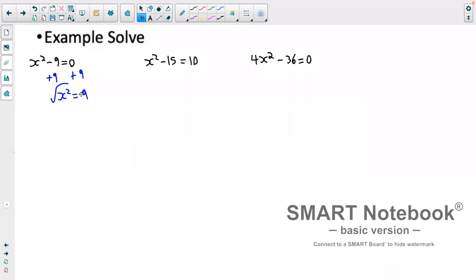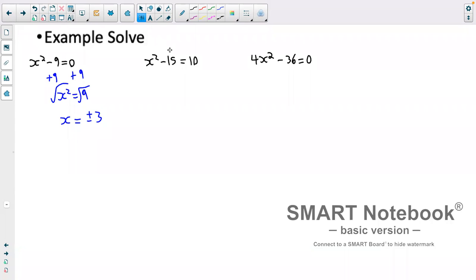At this point, we can take the square root of both sides, and we get x is equal to positive or negative 3, because technically whenever we take the square root of something, we can have a positive number or a negative number.